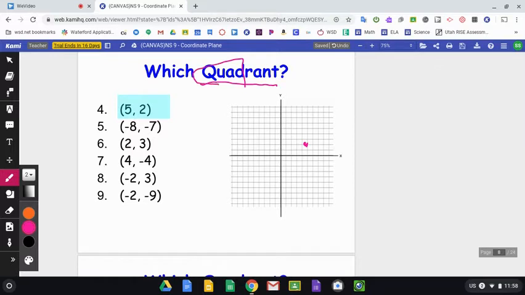Okay. Now, which quadrant? Quad means 4, so it wants to know which of the 4 sections it's in. Remember my trick, that letter C, to help us remember what quadrant it's in. So 1, 2, 3, and 4, right? You follow the letter C. So number 1 is in quadrant, and we just label it Q, and then with the Roman numeral 1, quadrant 1.